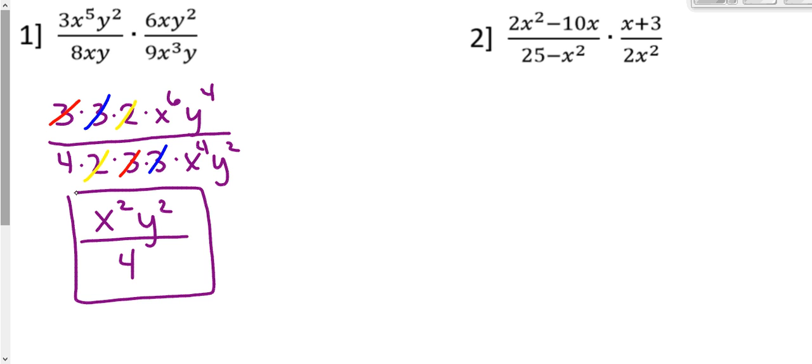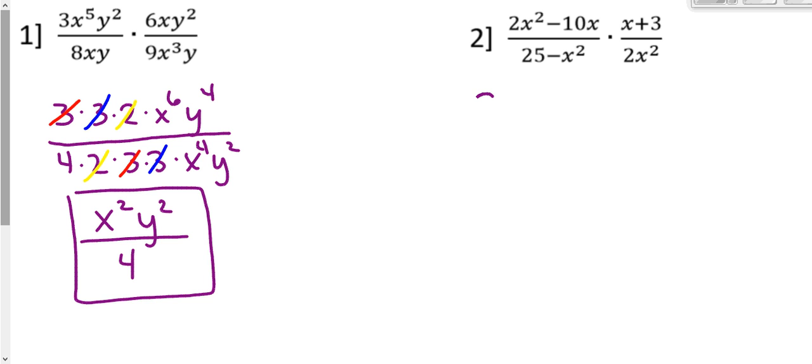Okay, let's take a look at number 2. So notice that what we did on number 1 was we were canceling factors, and just like in our last lesson, if you want to cancel or reduce, you have to cancel factors, not terms. So let's work on factoring the numerator and denominator of the first fraction here in number 2.